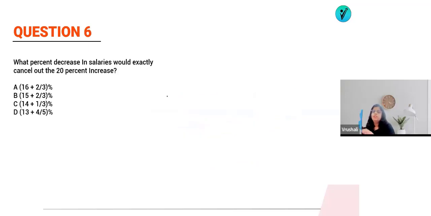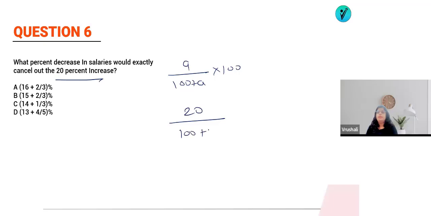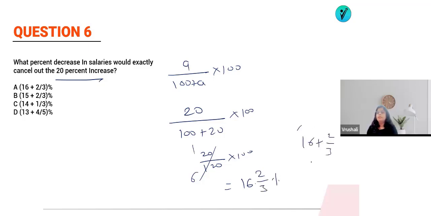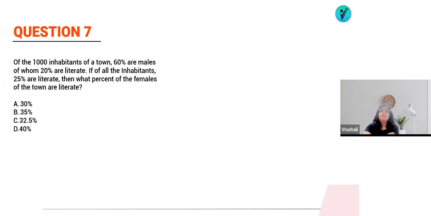Okay. Now let's solve question number 6 here. What percent decrease in salaries would exactly cancel out the 20% increase? So 20% increase means what percent decrease? So it will be A upon 100 plus A into 100. Simple. So A is 20%. So 20 upon 100 plus 20 into 100 means 20 by 120. 20 by 120 means what is this ratio? 1 by 6. 1 by 6 means what? 16 2 by 3 percentage, or you can say 16 plus 2 by 3 percentage. So answer will be option number A. That's it. Easier. Now let's solve the next one.